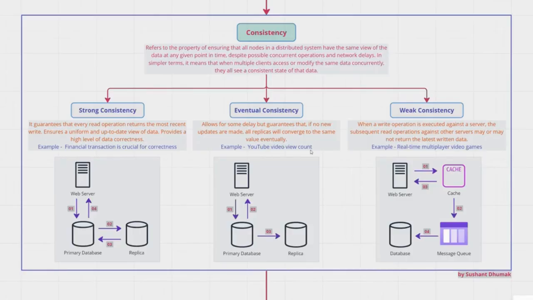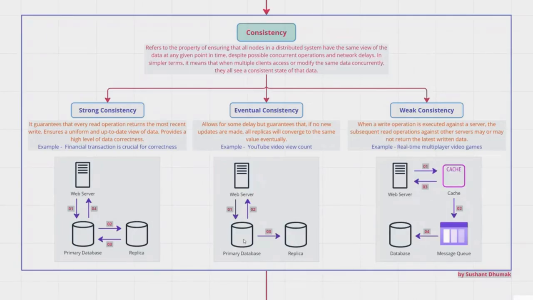In eventual consistency, let's look at this example. The web server is sending the data to the primary database. But the primary database will not first write to a replica. It will immediately send a response to the web server, acknowledging that your data is received and written. And then eventually, over a period of time, the primary database will replicate that data to multiple replicas. Here I have just shown one, but there may be multiple slave databases.